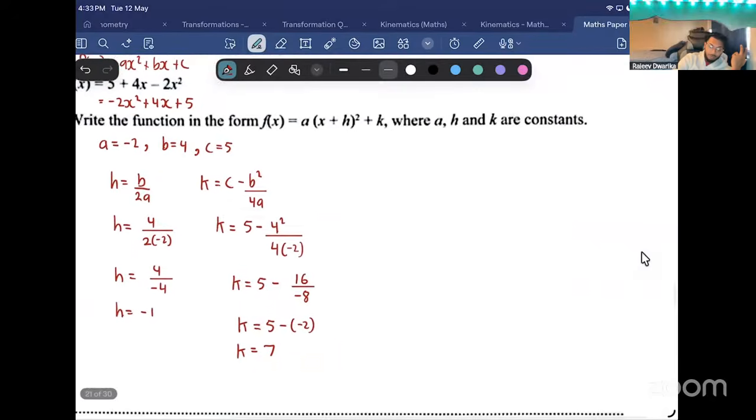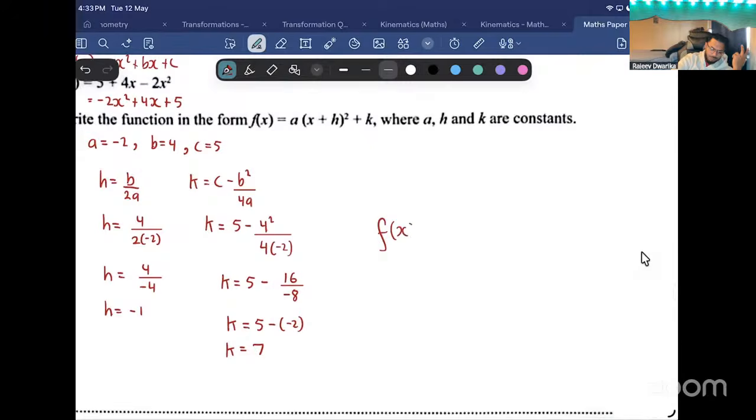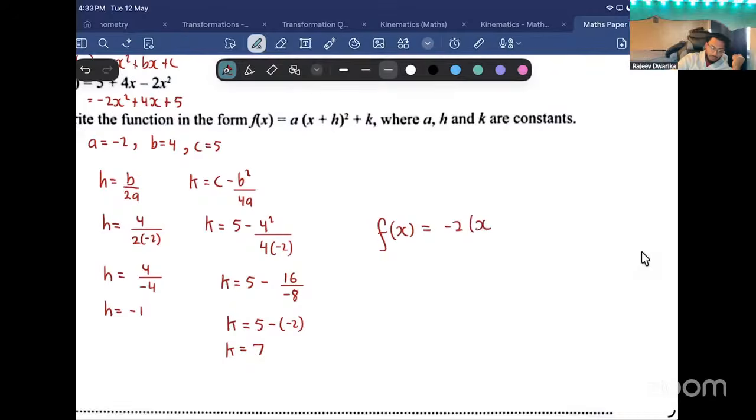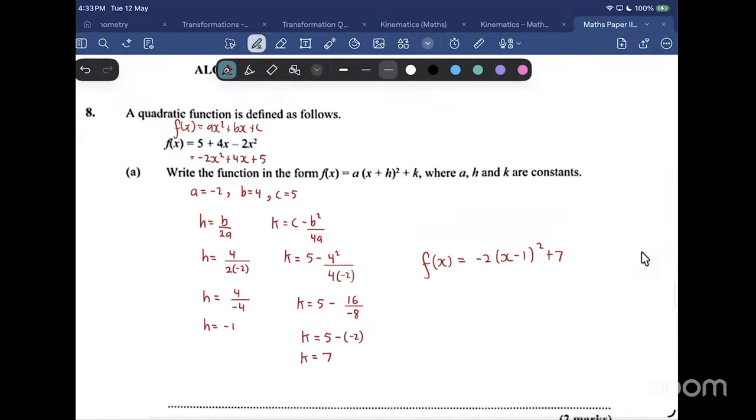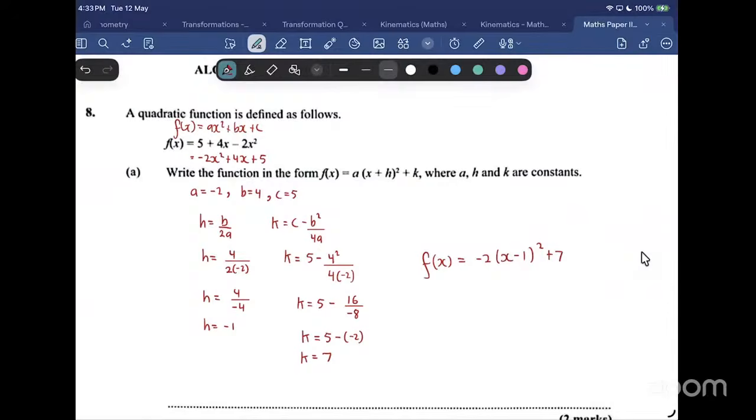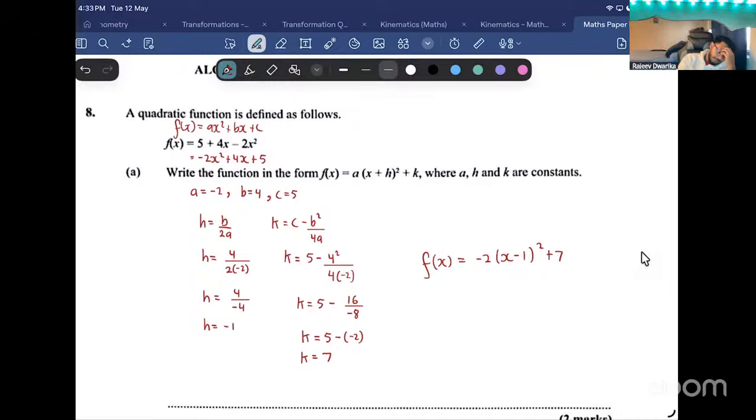So if I write my final answer, it is going to be A. What is A? Minus 2. And write x. What is H? Minus 1. Minus 1 squared plus K, plus 7. Did everybody get through this? I think this was easy marks. Liam, Jabari, people on Zoom, will they get through that or not? Okay, good. We went through this last night in detail.